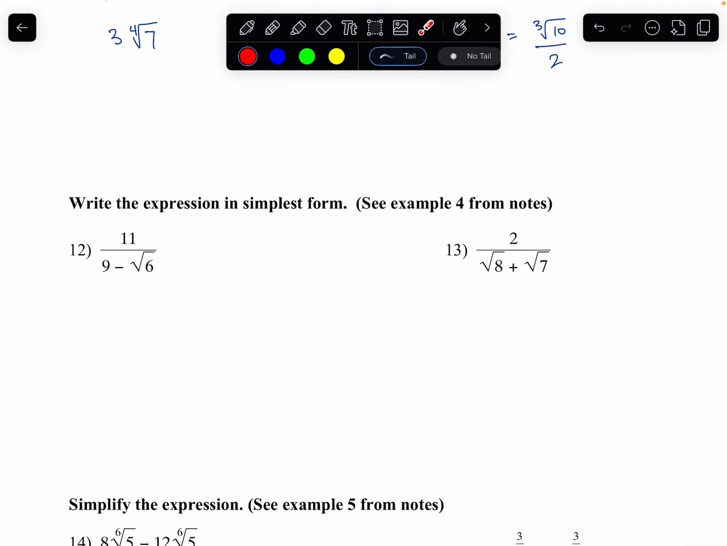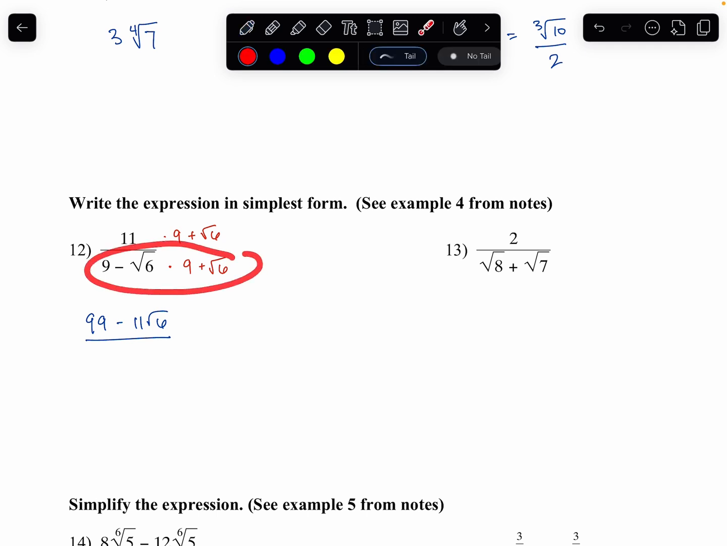Alright, so write the expression in simplest form. So again, we have a radical in the denominator, so I'm going to multiply this by the conjugate, 9 plus the square root of 6 times by 9 plus the square root of 6. What I multiply to the denominator, I also have to multiply to the numerator. So in the numerator, I'm going to distribute. So this becomes 99 minus 11 square root of 6 over.